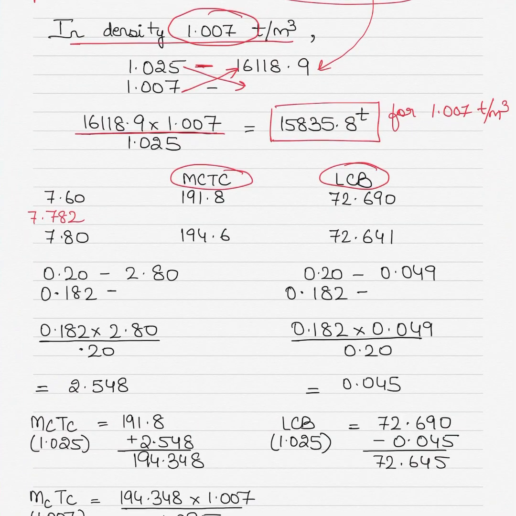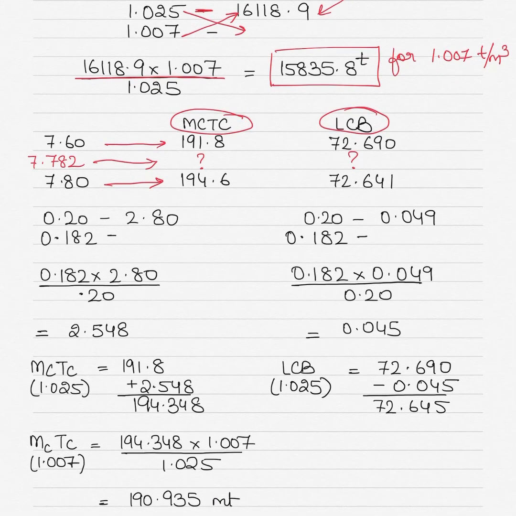Alright, make a note of these values, go back into the calculation. You see I have written these values here, and you will do an interpolation to find out the MCTC value and LCB value for the required hydrostatic draft of 7.782 meters. The interpolation is similar to previously.